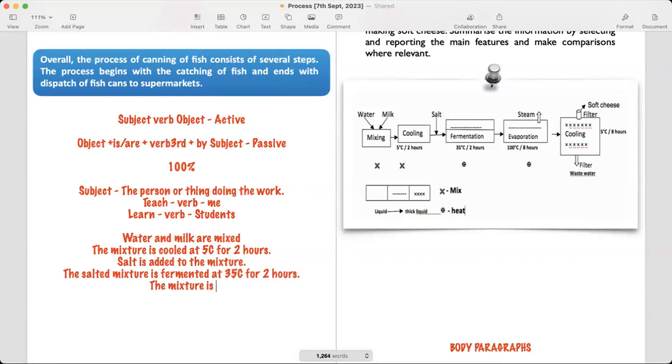The mixture is evaporated at 100 degrees Celsius for 8 hours. Okay, now what? And steamed it up. अब steam का क्या हो रहा है? Think, what is happening to the steam? Steam बाहर निकल रही है ना? हाँ, बाहर निकलने को क्या कह सकते हैं? Steamed out. Yeah. The steam is out. Out verb नहीं है ना?